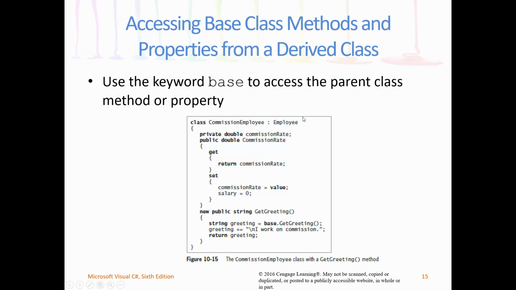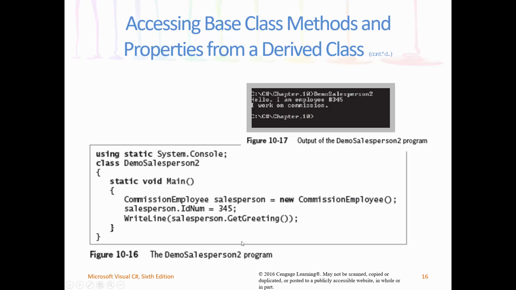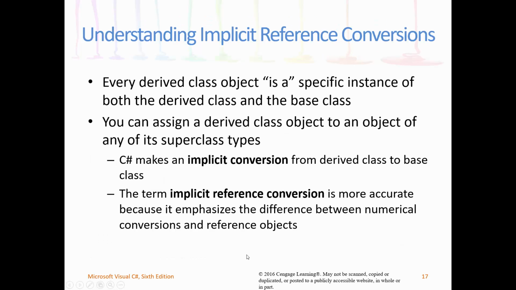You use the keyword base to access the parent method or property. All right? So here's an example. String greeting equals base.getGreeting. So if I want to call this from the parent, in this case, since commission employee is a child of employee, base means the same thing as saying employee.getGreeting. And then there's the way they run it.